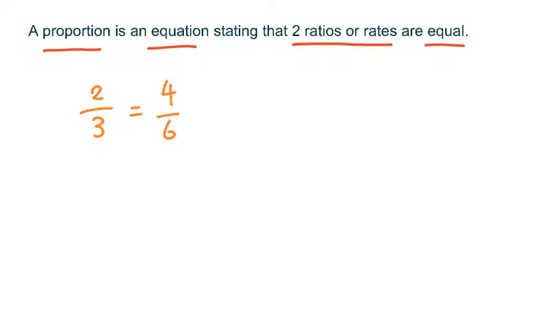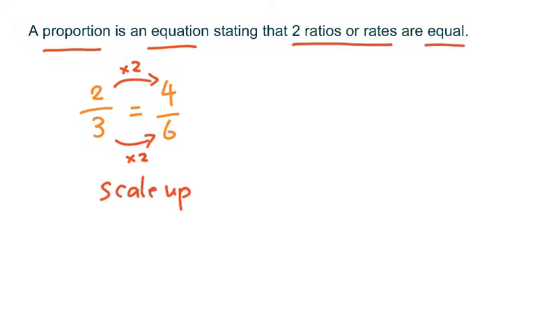In this example, this is a proportion and it shows two ratios are equal. The first ratio is 2 to 3 and the second ratio is 4 to 6. And we can prove this by scaling up 2 over 3. So we just need to multiply 2 by 2 and 3 by 2. And this is when we scale up.